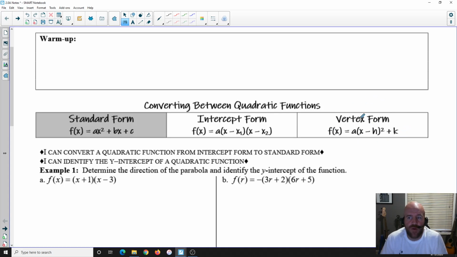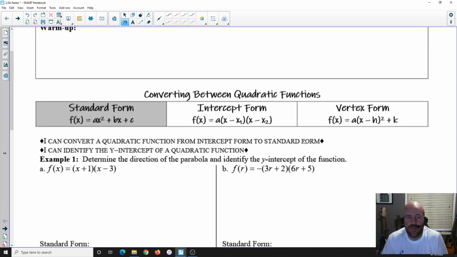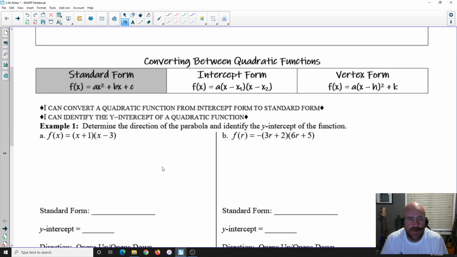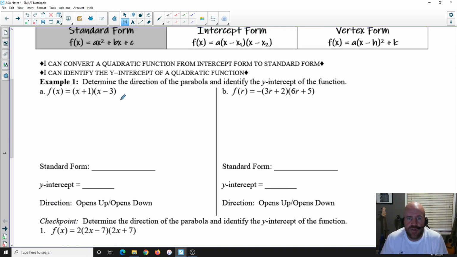And then the vertex form, we're going to learn more about later, but we're going to use it today. So you have an a value up front, and then x minus a number, quantity squared, and then you have a plus k value. So like I said, later on we're going to learn different things about these different formats, but what we're doing today is we're looking at converting every form to standard form. So we need to get comfortable doing that, and it's simple algebra that we've been doing for the past couple years.